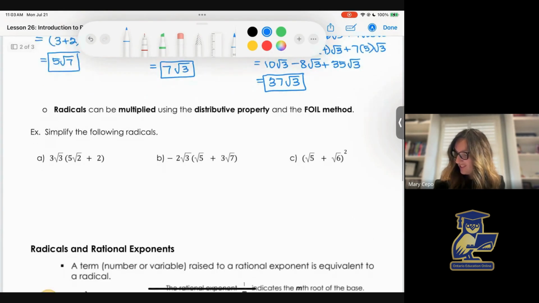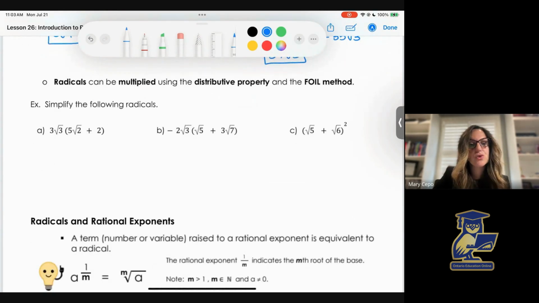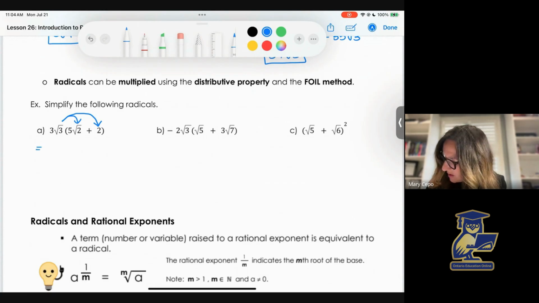Okay. Also, radicals can be multiplied using the distributive property and the FOIL method. Simplify the following radicals. So again, what is outside the bracket, we multiply with everything inside the bracket. So we have 3 radical 3. We're going to multiply that by 5 radical 2, and then we're going to multiply that by just 2. Now, when we're multiplying radicals, the coefficients get multiplied together and the radicands get multiplied together, meaning the number underneath the radical sign. So in this case, we would take 3 times 5 multiplied together, 15, and then we take 3 times 2, which is 6.